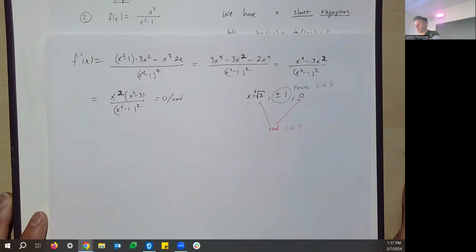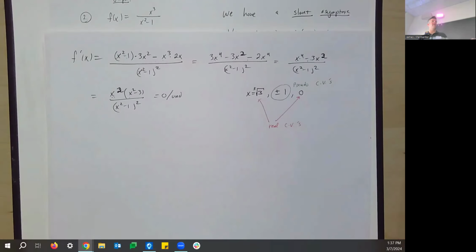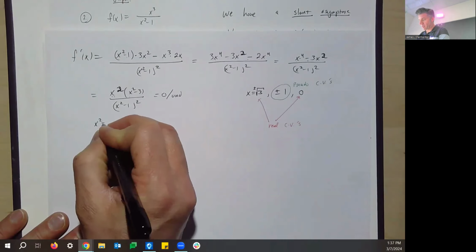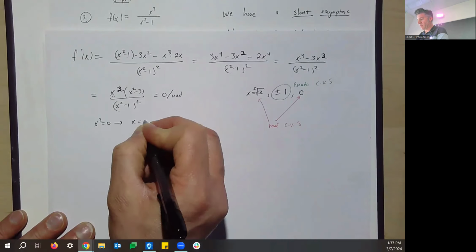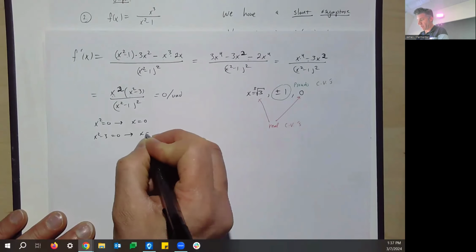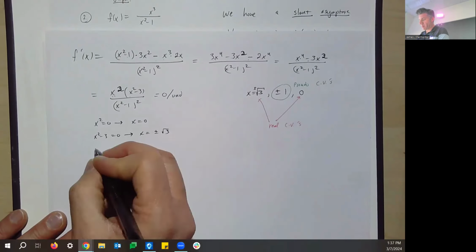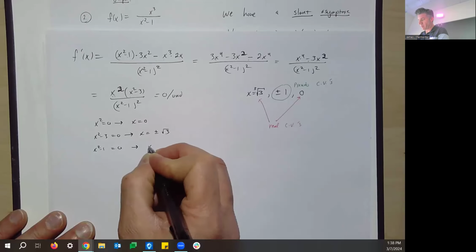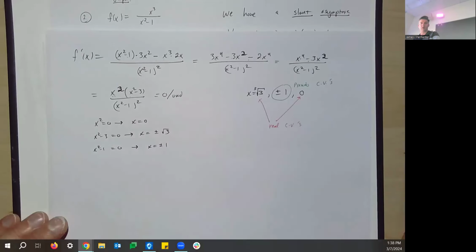Because of x squared minus, so what I really could do, and I'm trying not to write all the things down because I don't think you need to, but what you could do is set each factor equal to 0, like x squared equals 0 gives you x equal to 0. X squared minus 3 equal to 0 gives you x equal to plus or minus root 3. And x squared minus 1 equal to 0 gives you x equal to plus or minus 1. That's how I'm getting all those critical values.